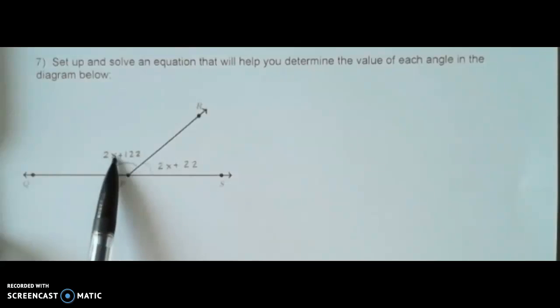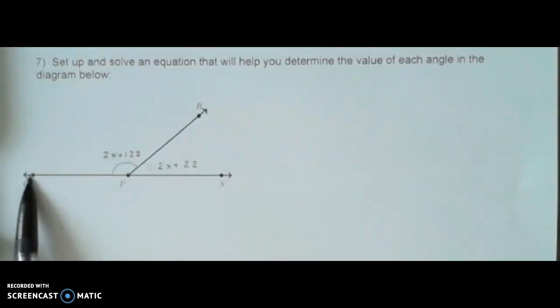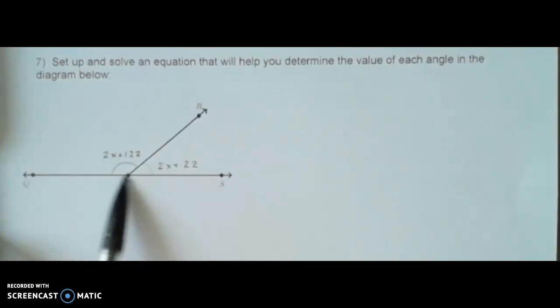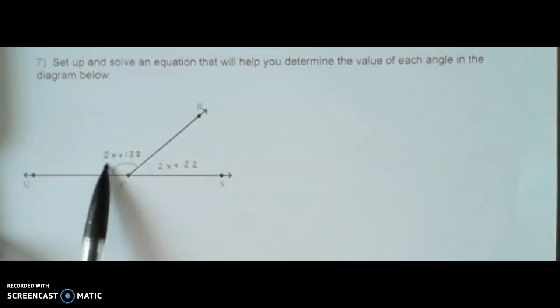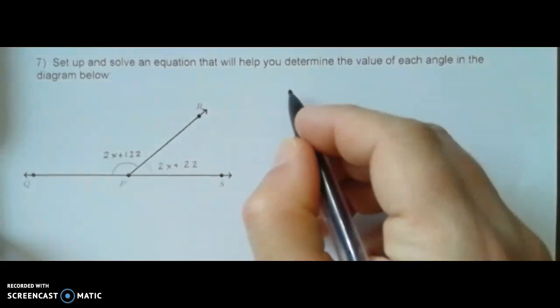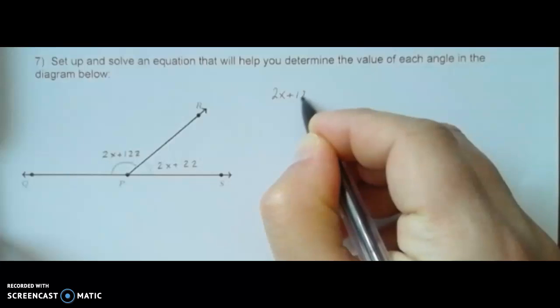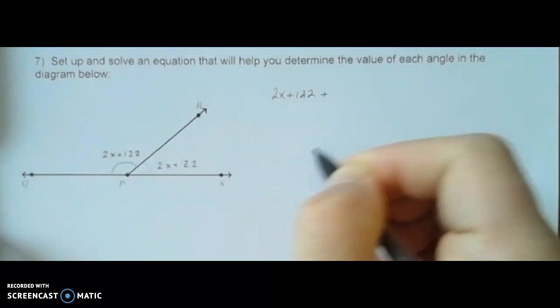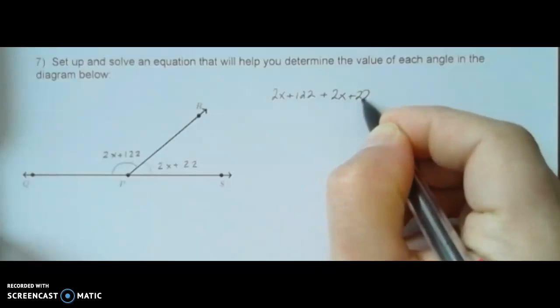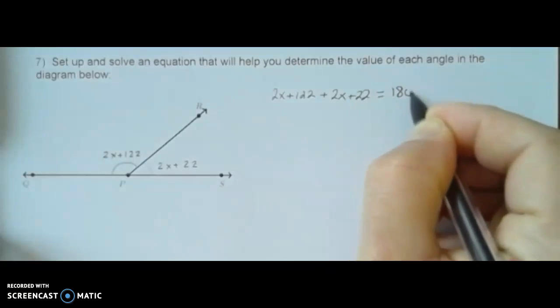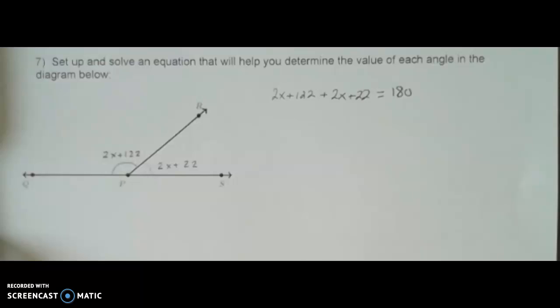And once again, if I put these two angles together, here's a straight angle that they form. So I know that these angles are supplementary angles, and when I add them together, I'm going to get 180 degrees. So let's create that equation. Our first angle, 2x plus 122. Add that to your second angle right here, which is 2x plus 22. And together they make a 180 degree straight angle.